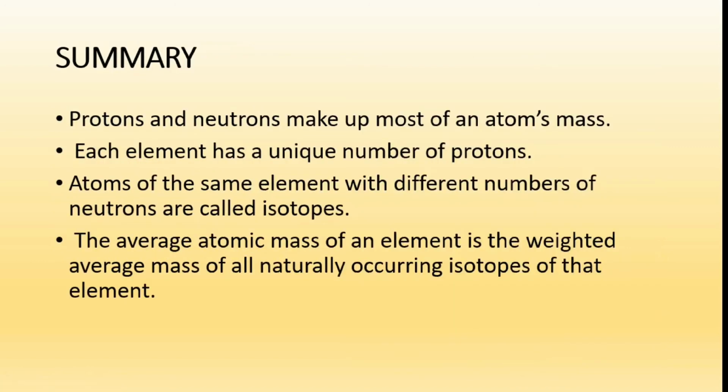Summary. Protons and neutrons make up most of an atom's mass. Each element has a unique number of protons. Atoms of the same element with different numbers of neutrons are called isotopes. The average atomic mass of an element is the weighted average mass of all naturally occurring isotopes of that element.